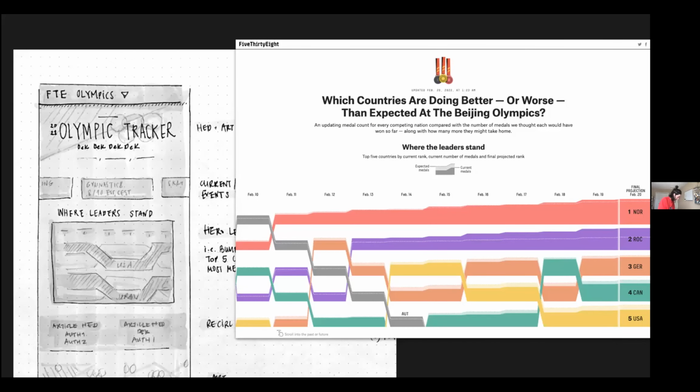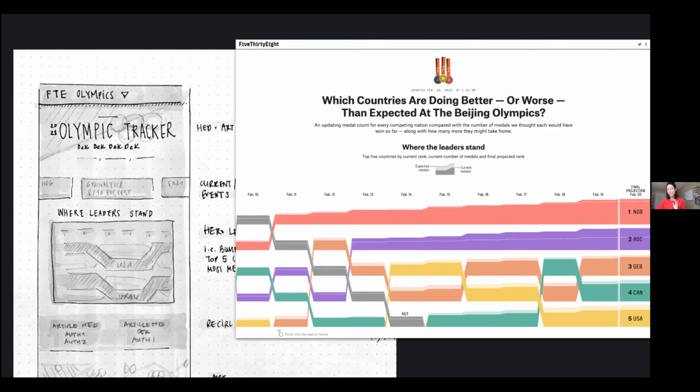So we recently did a medal tracker, like everyone else, for the Olympics, one for Tokyo, and then we ended up reusing the same structure for the Beijing Olympics. Left-hand side, you can see this was my hand-drawn mock, where I went at it from a mobile first perspective.